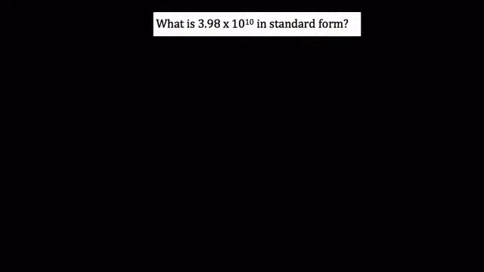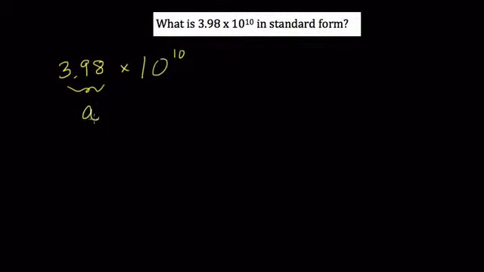Alright, so here we have a scientific notation question. They want to know what this number, which is already in scientific notation, is in standard form. So scientific notation, of course, means the first number is a number where the absolute value is between 1 and 10. Now it can equal 1, so let's say this number is a.